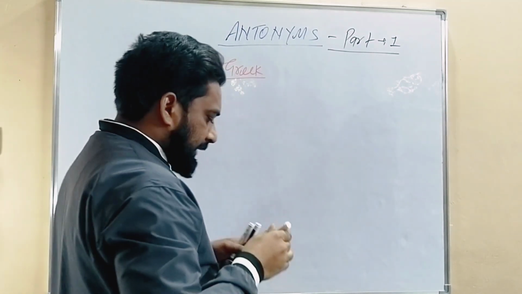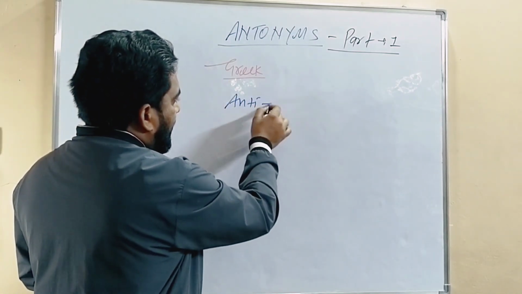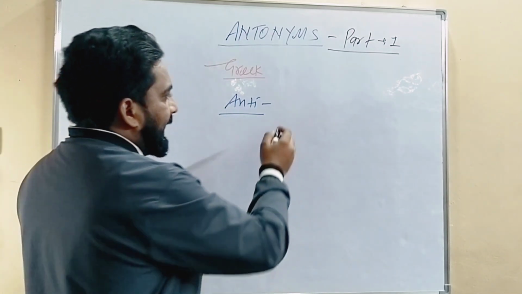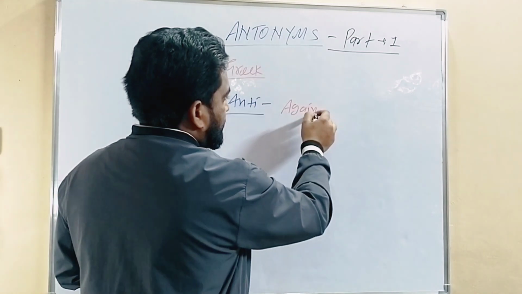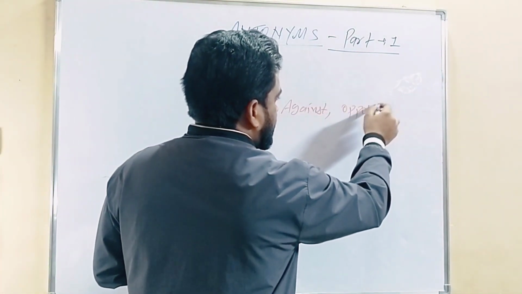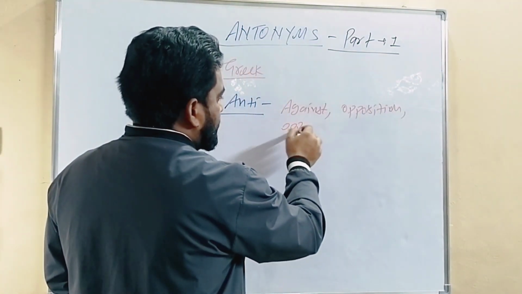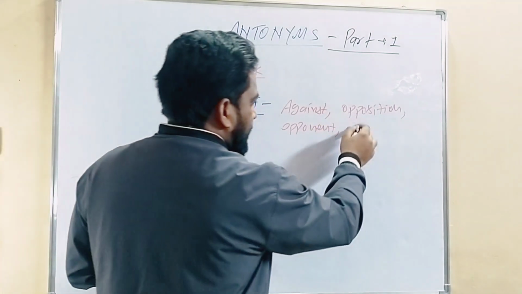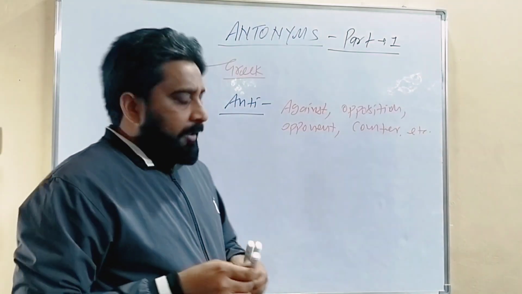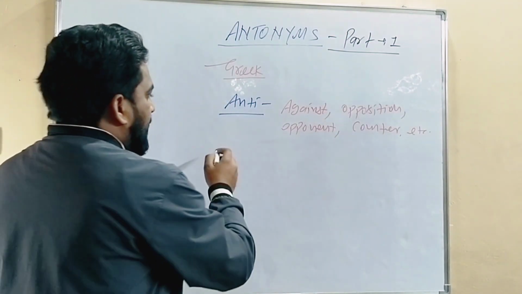लिया गया है एंड इट हैज टू पार्ट्स। जैसे कि दैट इज एंटी, एंटी जो है प्रीफिक्स है और it means against, or you can say opposition, or you can say opponent, you can say counter, etc. Come to the next part of the word antonym, that is onym.